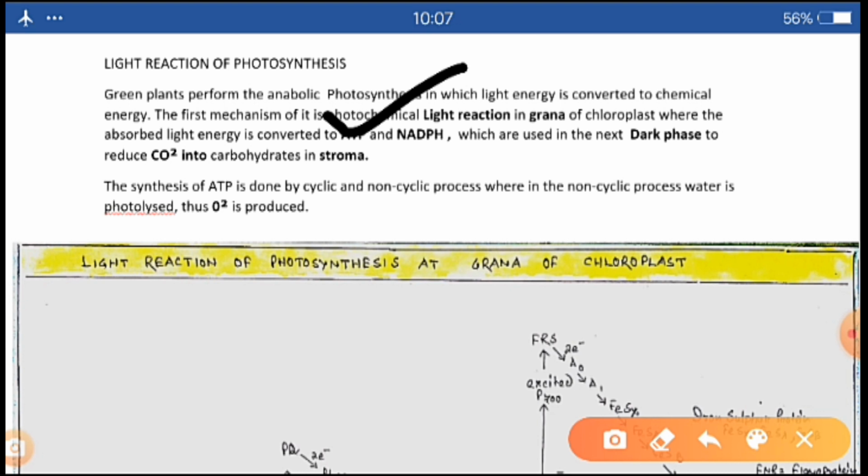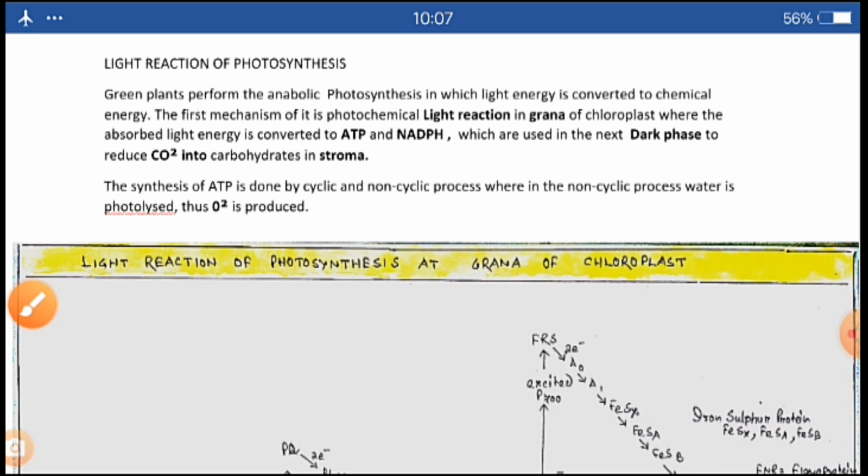That is, the reactions which are performed by utilizing sunlight are termed as light reactions, and the reactions which are performed in daytime but without the utilization of light are placed in dark phase. Okay, so in the light phase, ATP and NADPH are synthesized along with the synthesis of O2, that is oxygen, as a byproduct.